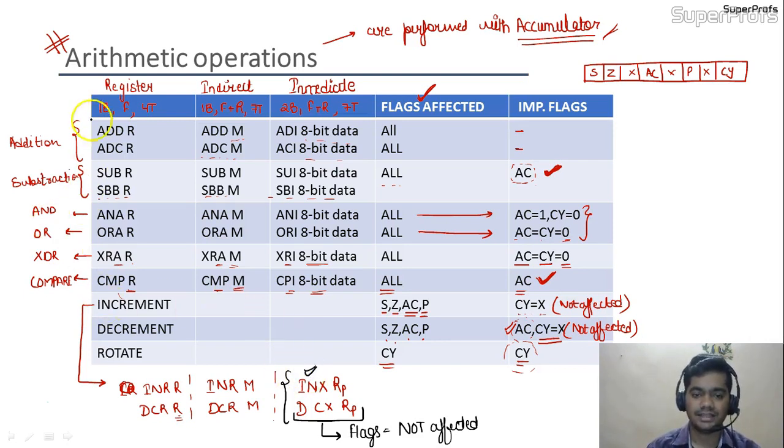So write this table completely and quickly, because this is a very important table. All the questions would be solved with the help of this table only. Then we are going to study every logic, that is addition and subtraction, and how these important flags are taken into consideration.